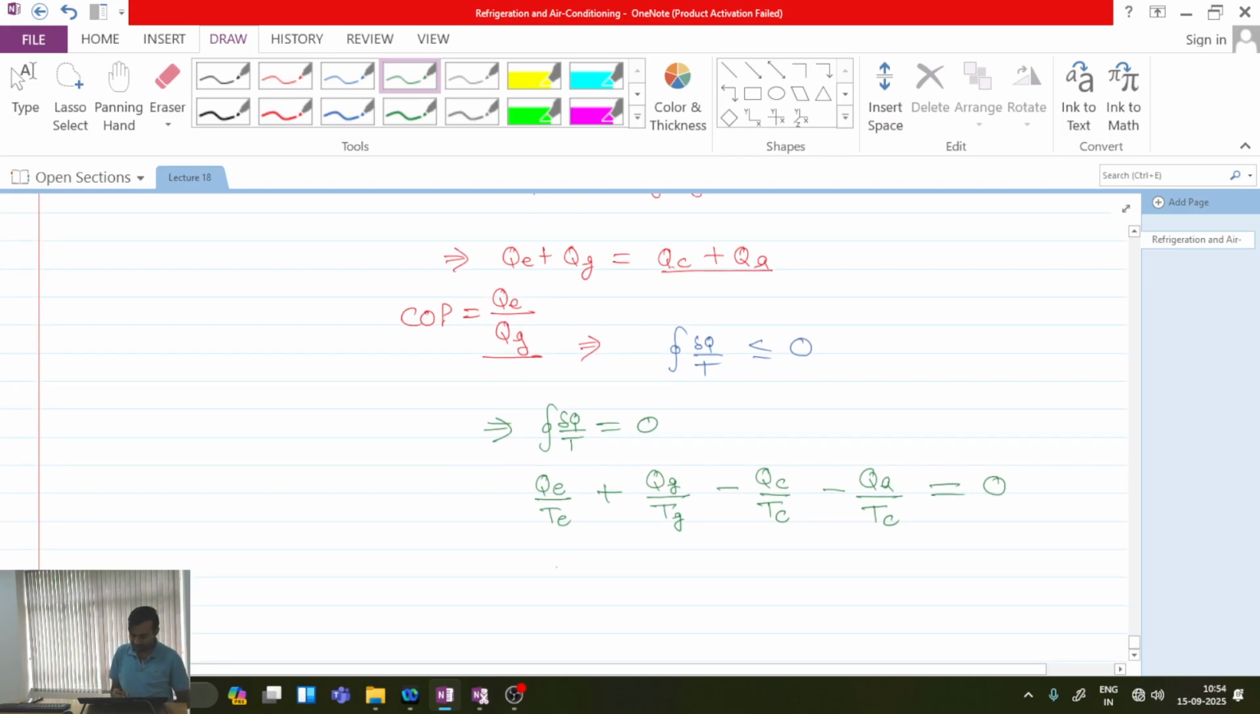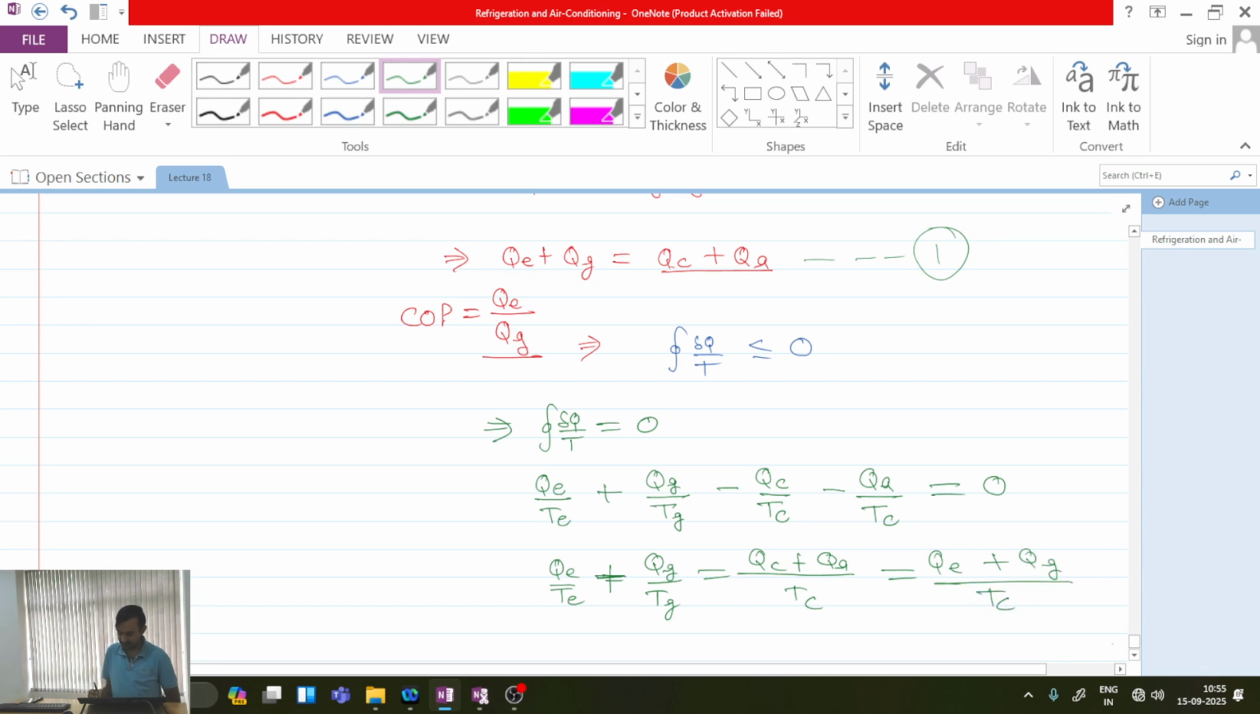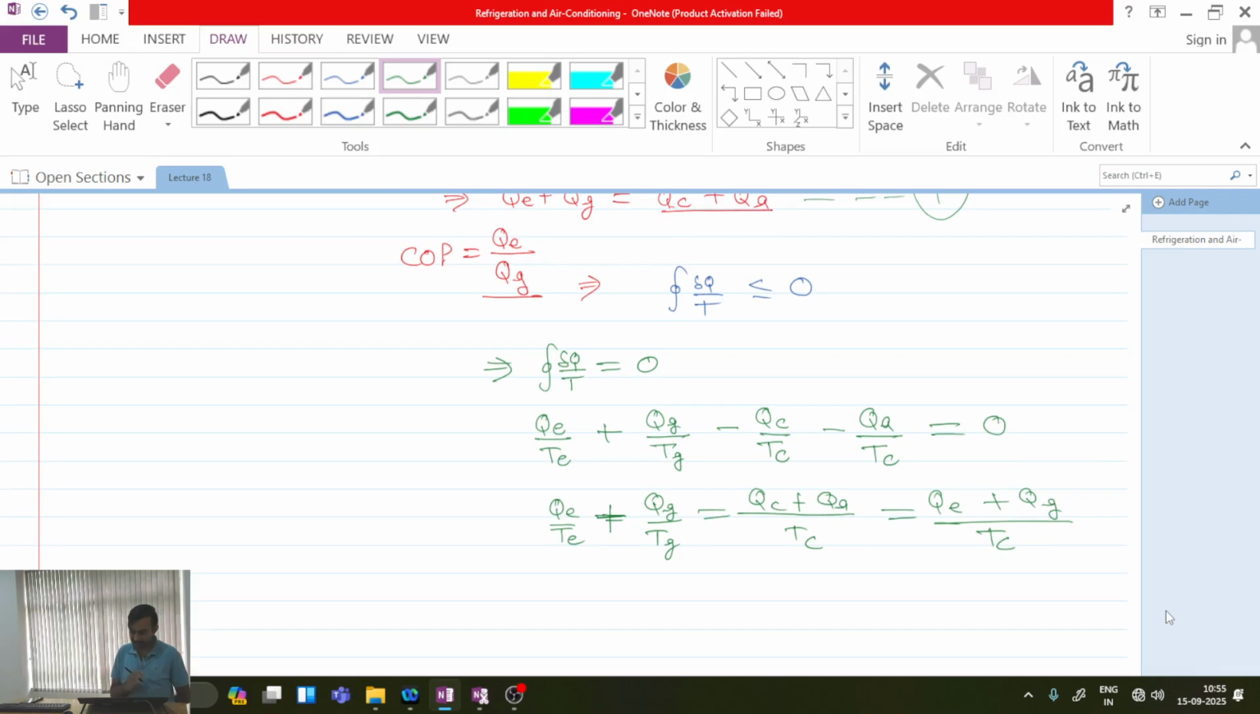From here I will be getting that QE by TE plus QG by TG equal to QC plus QA by TC, and QC plus QA I can replace with QE plus QG from the previous energy balance. So I can write it as QE plus QG by TC. Now take out QE common on each side.